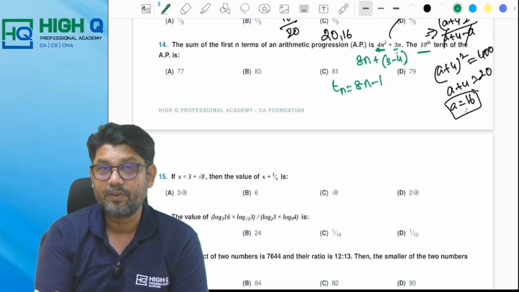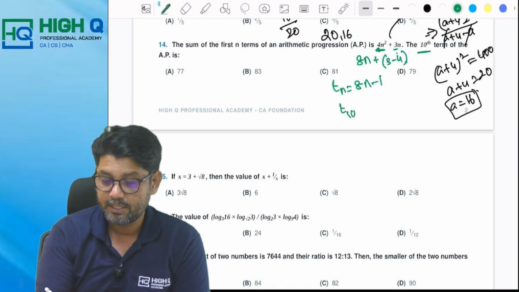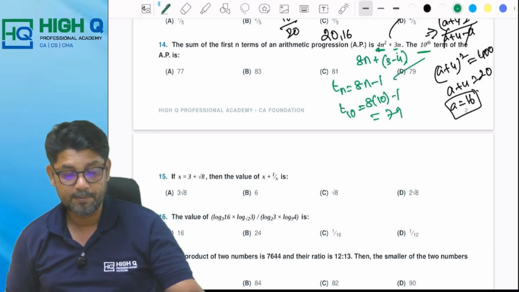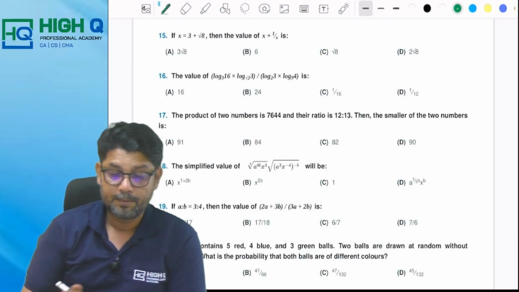Now the question they ask you to find out is the 10th term. So T10 they ask you to find out, my dear, 8 into 10 minus 1, which is equal to 79. That's it. Okay. Now next one.